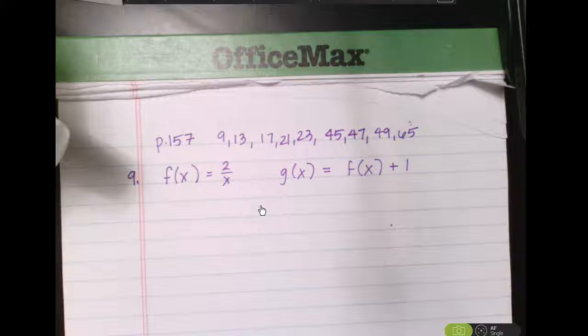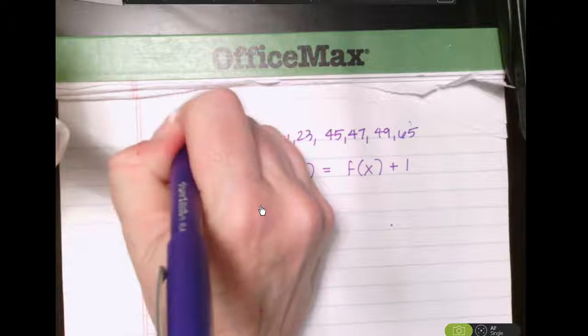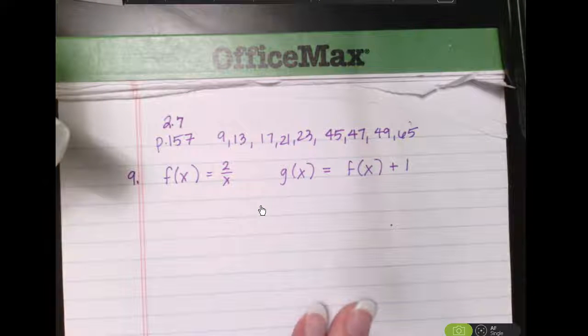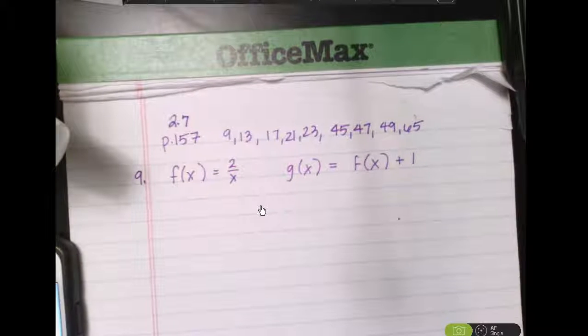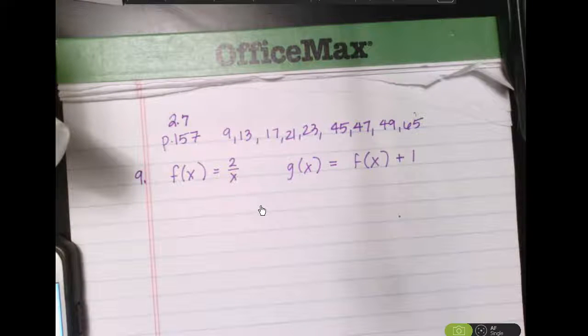Good morning, everybody. This is your 2.7 homework on page 157. We're going to start out with problem numbers 9 and 13, which are both having to do with the transformation of functions. And it says sketch the graph and then describe how the transformed function is related to the original function.